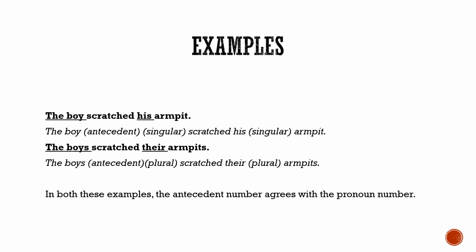And if you look at the second example, the boys scratched their armpits. There you can see that the boys, which is the antecedent, is plural and it agrees with its pronoun, which is their, which is also plural. So when we're talking about pronoun agreement, that's what we're talking about. Our antecedent has to agree with our pronoun.